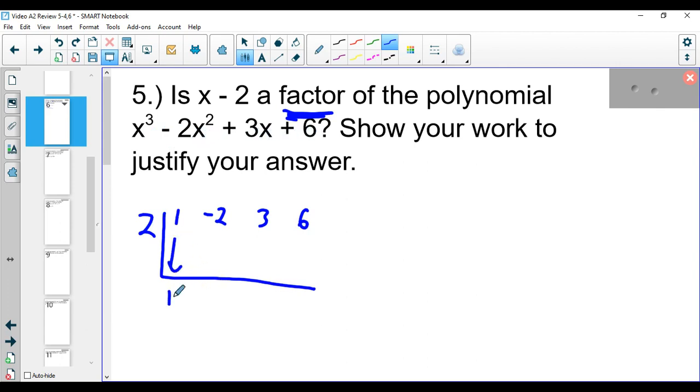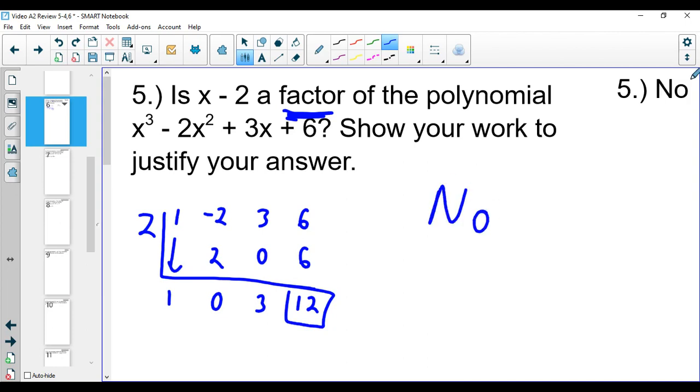Bring down the 1. 2 times 1 is 2. Here we get 0. 2 times 0 is 0. 3 plus 0, my bad, is 3. And 2 times 3, we get 6. So I'm getting a remainder of 12. Which means these are not going to be factors. So the answer should be no. And we got that one correct.